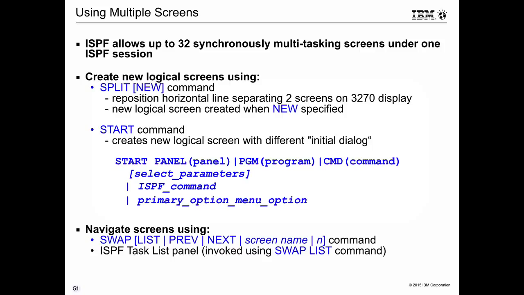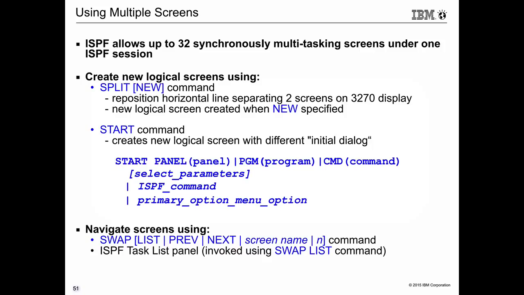What I prefer to do is use the start command, which allows me to easily start a particular panel that I want to go to. So I'm in a data set list right now. I'd like to get a Unix directory listing. I can type start 3.17 and pull up the UD list.